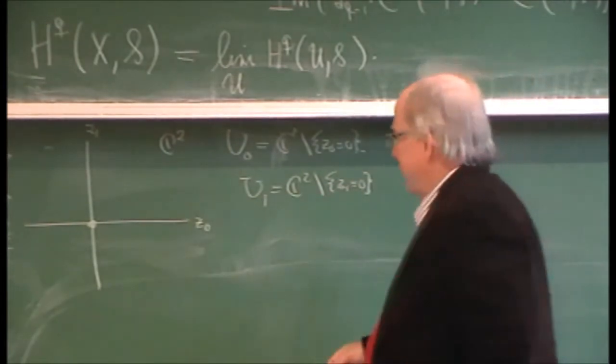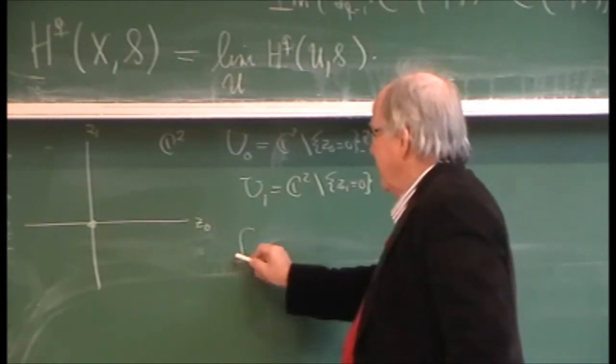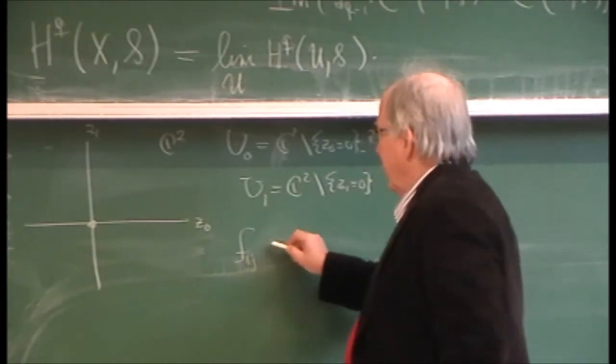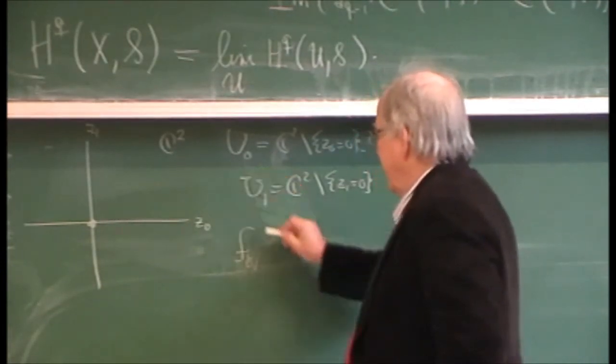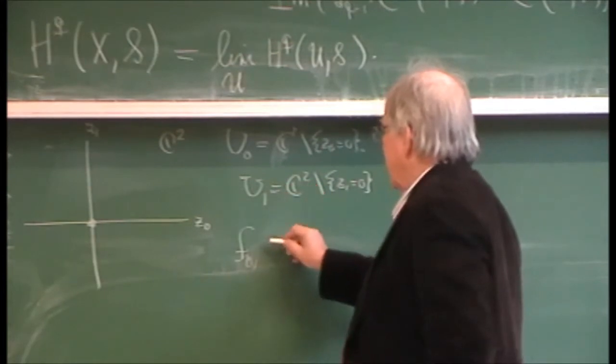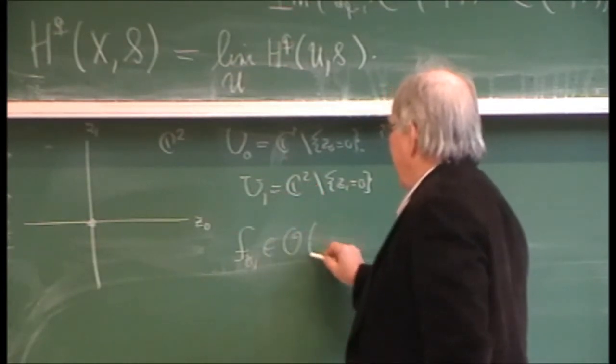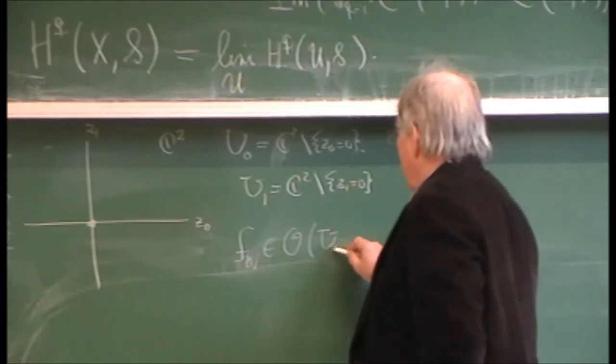So what's given here is you're given F01, which is a section of holomorphic functions on the intersection U01.